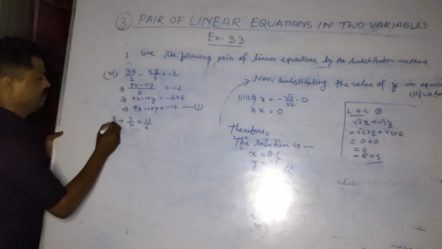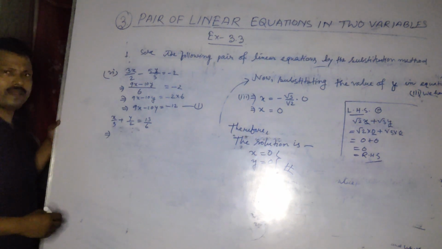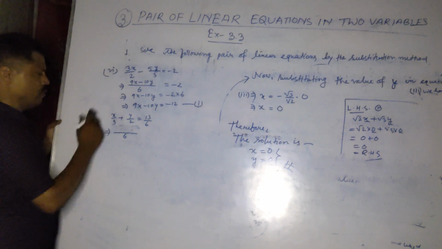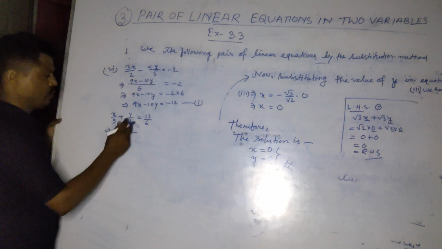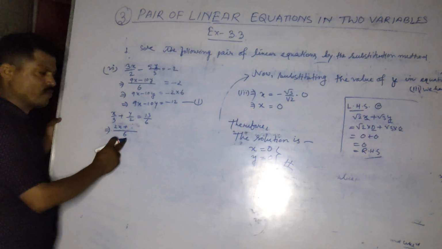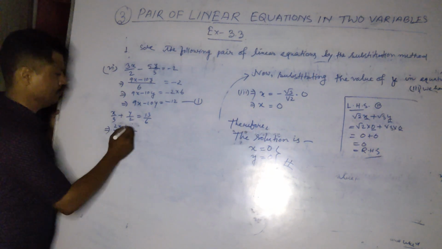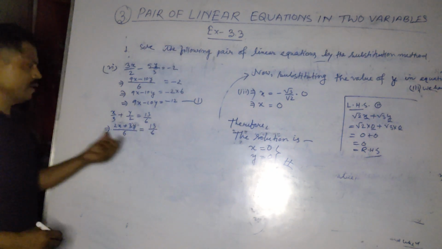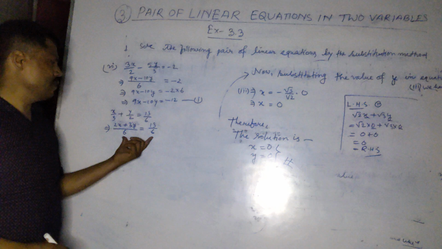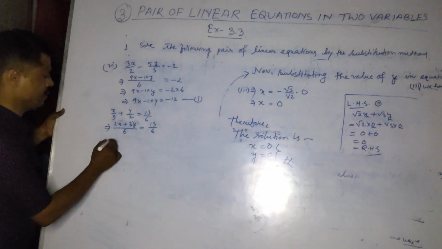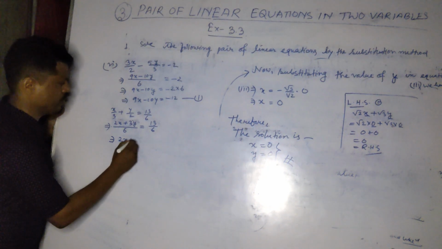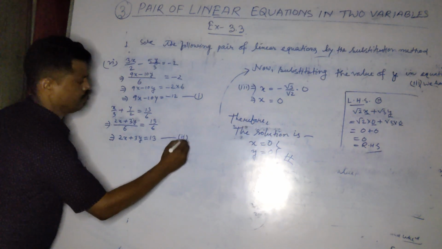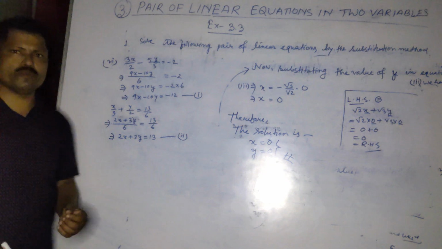x by 3. So from here also we can take LCM. LCM will be 6. 3 in 6, 2 times, 2 into x, that is 2x, plus 2 in 6, 3 times, 3 into y, that is 3y, is equal to 13 by 6. So the denominator is the same, so we can say the numerator is also the same: 2x plus 3y is equal to 13. Numbering it 2, equations 1 and 2 we have to solve now.